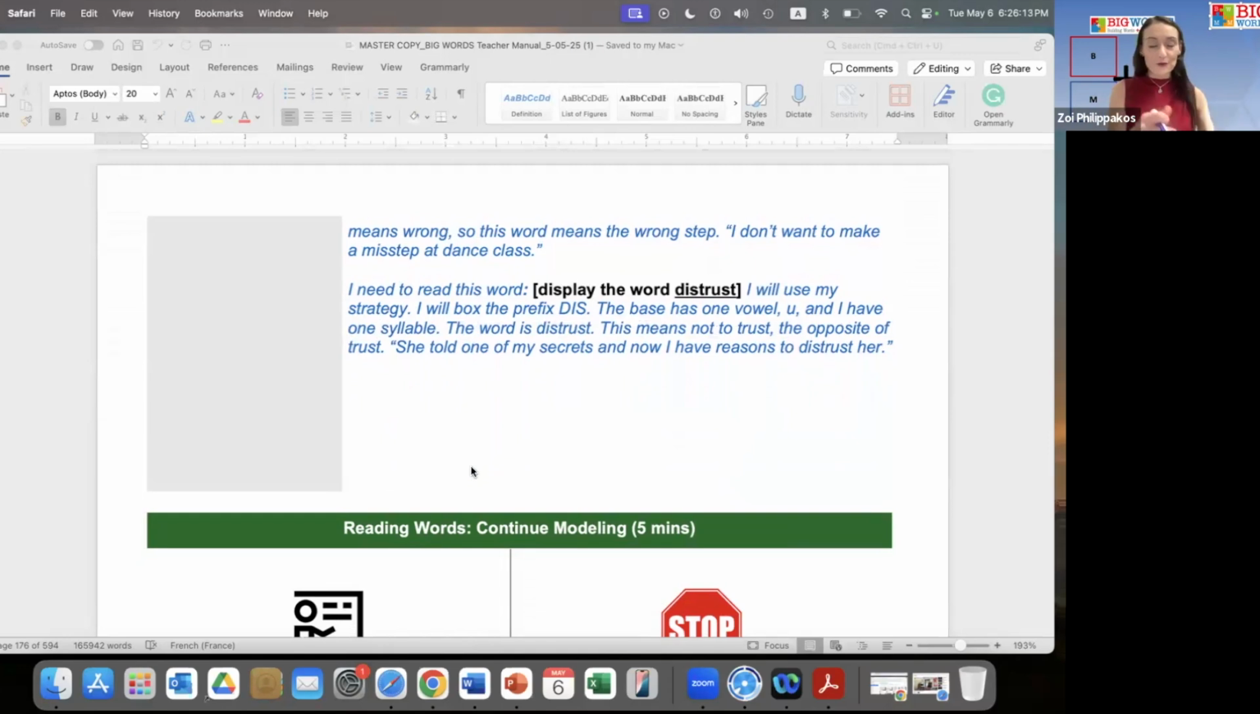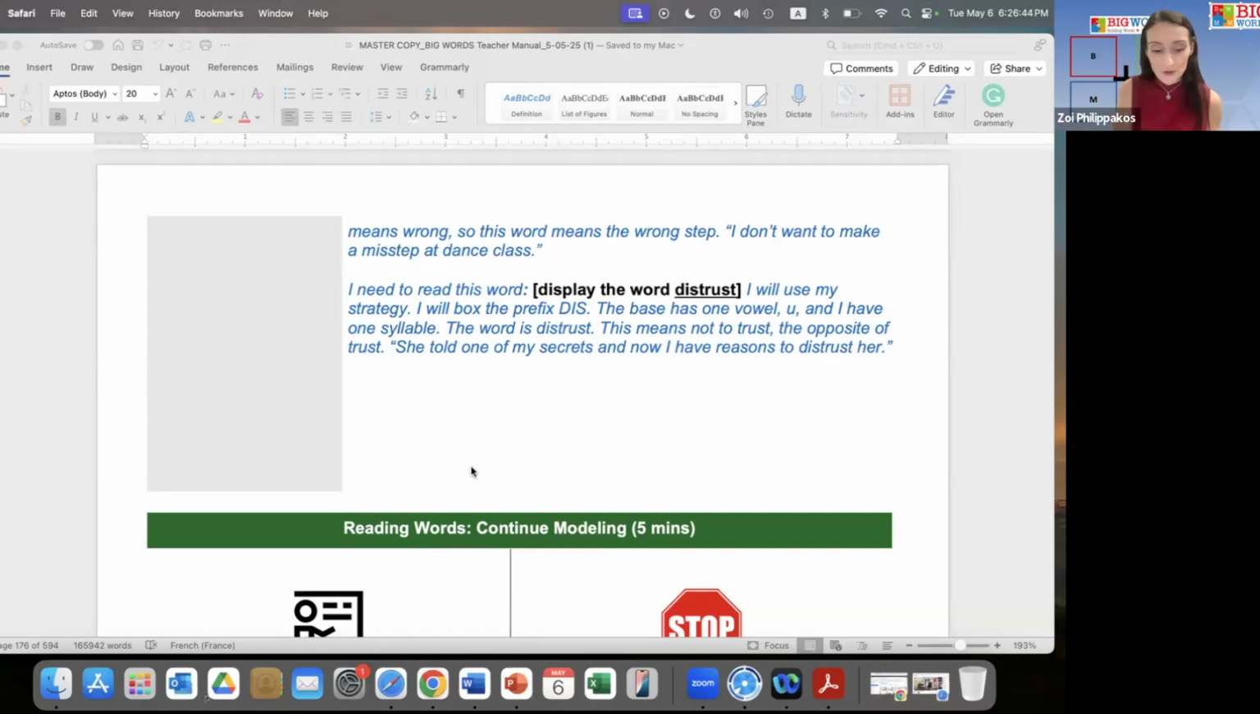I will have one more for you. I will use my strategy. I will box my prefix dis. The base has one vowel, u, and I have one syllable. The word is distrust. Dis means not to trust, the opposite of trust. She told one of my secrets, and now I have reasons to distrust her. Distrust. After this, the teacher will continue with the modeling of the words.